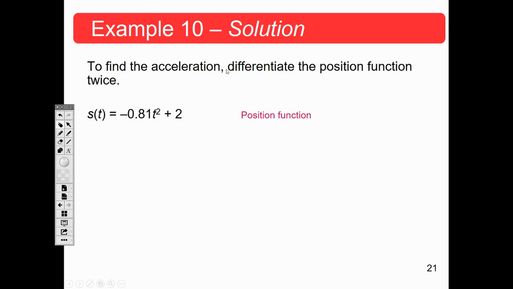So to find the acceleration, we're going to differentiate the position function twice. So here's our position function, and we want to find the acceleration. The first derivative is velocity. When we take the first derivative, we get this. There's our velocity function. When we take the derivative of the derivative, notice we get a constant acceleration. This acceleration function doesn't have any variables, so it's constant. So the acceleration is always negative 1.62.